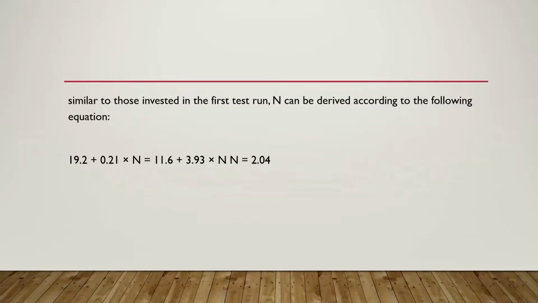So, similar to those investments in the first test run, it can be derived according to the following equation: 19.2 plus 0.21 times n is equal to 11.6 plus 3.93 times n, which gives n equals 2.4.